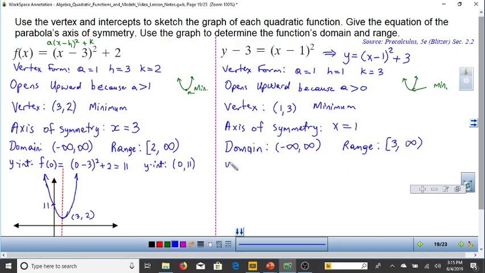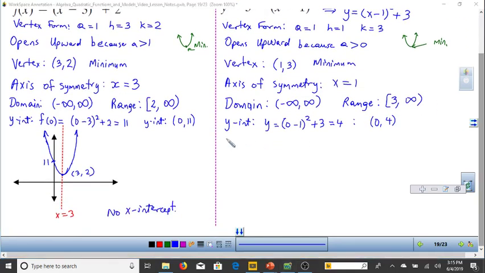Now the y-intercept, of course, we obtain by plugging in 0 for x. So that's y equals (0 minus 1) squared, which is 1, plus 3, which gives us 4. So the y-intercept is (0, 4). Now, if I try to find the x-intercept, here's what I would do. To find the x-intercept, I'll replace the y with 0, and I would solve for x.